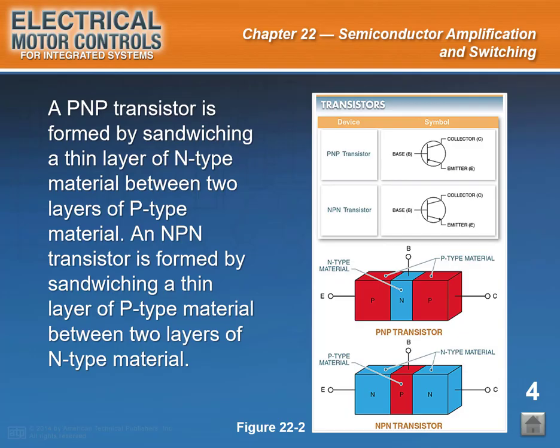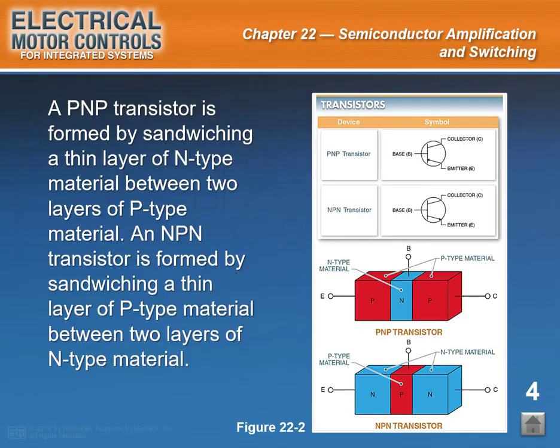PNP transistors switch or amplify positive voltages and currents, while NPN transistors switch or amplify negative voltages and currents. When a PNP switches voltage from a positive power supply source, it is said to be sourcing. When an NPN switches voltage from a negative power supply, such as a negative ground, it is said to be sinking.